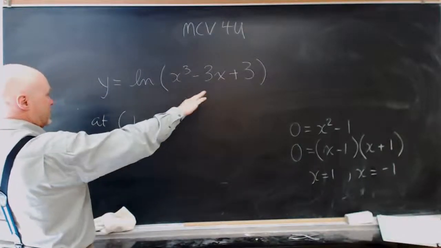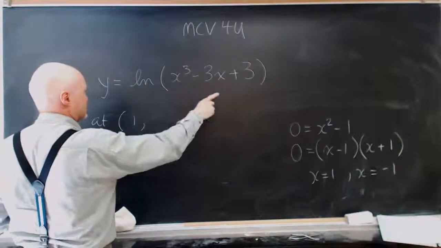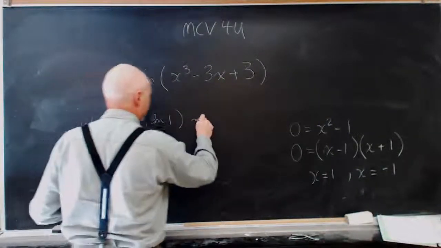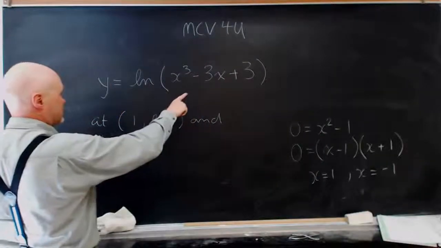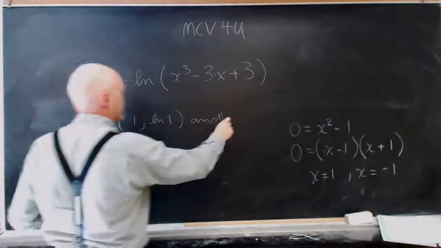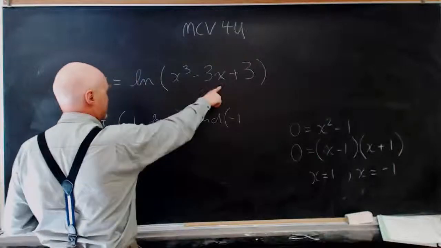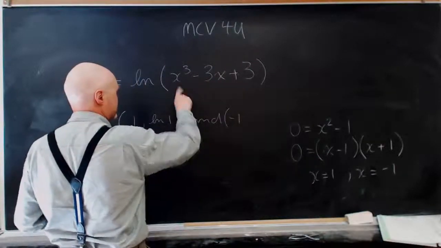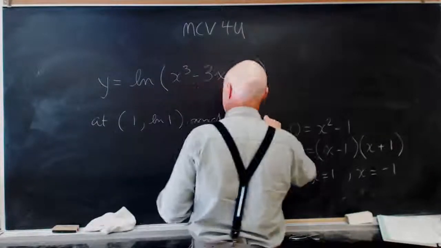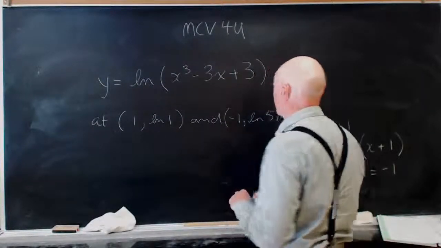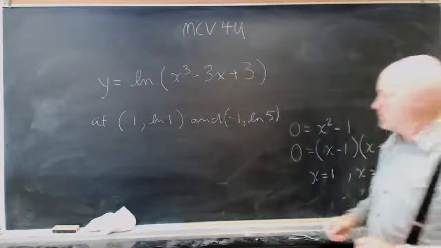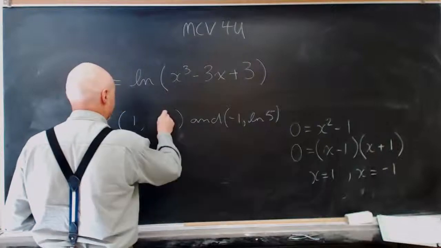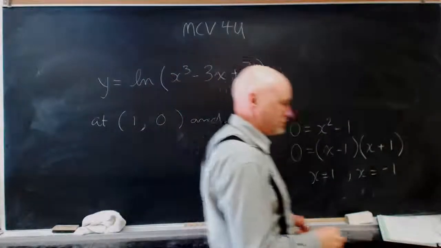So that would be the natural log of -1, and that would be +3, 6. And I know the natural log of 1 is 0.